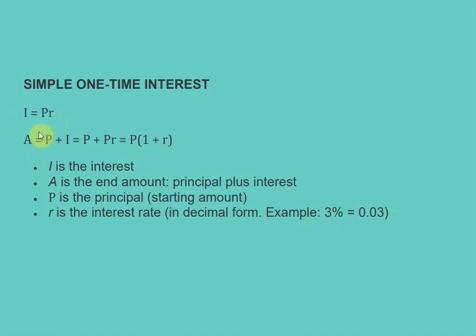If we wanted to find the entire amount that's owed once interest is earned or accrued, then we would use this formula. A represents the end amount, the total amount, which is simply the principal plus the interest. And remember, the interest is found by multiplying P times R. That's how we get this. So this is the principal plus the interest. And if we factor the P out of this, we get P times 1 plus R. So we would use this formula, P times 1 plus R, to find the total amount owed or the amount earned once the interest has been determined.